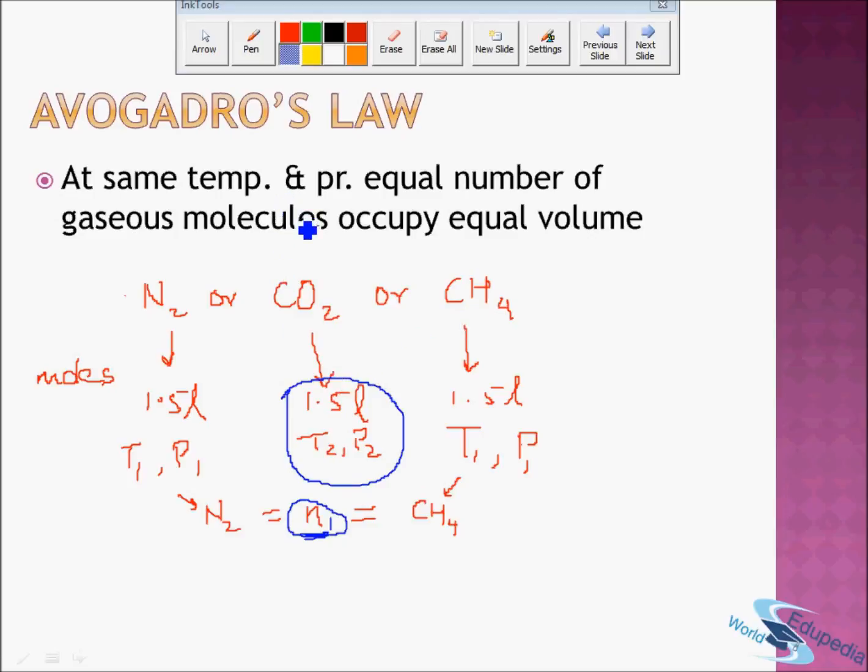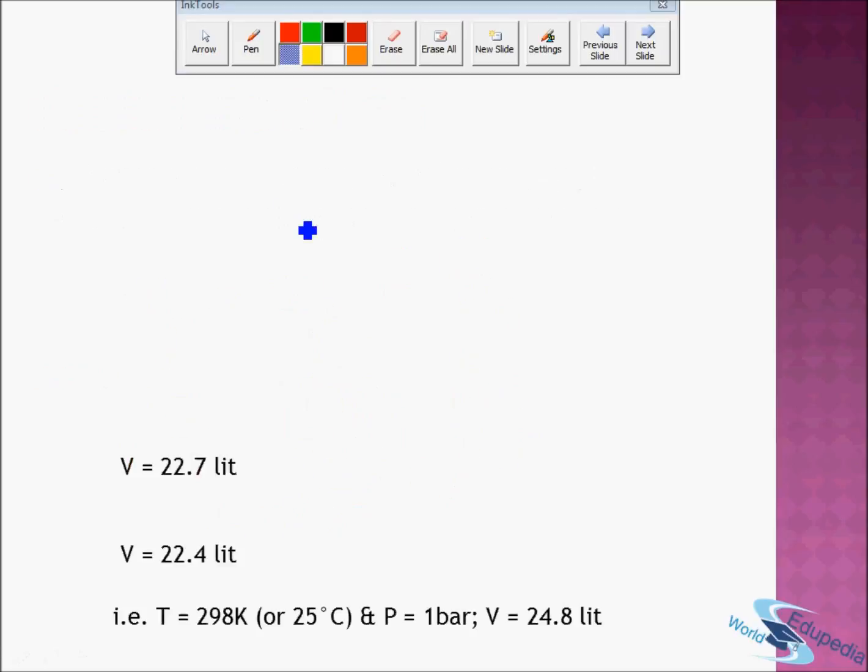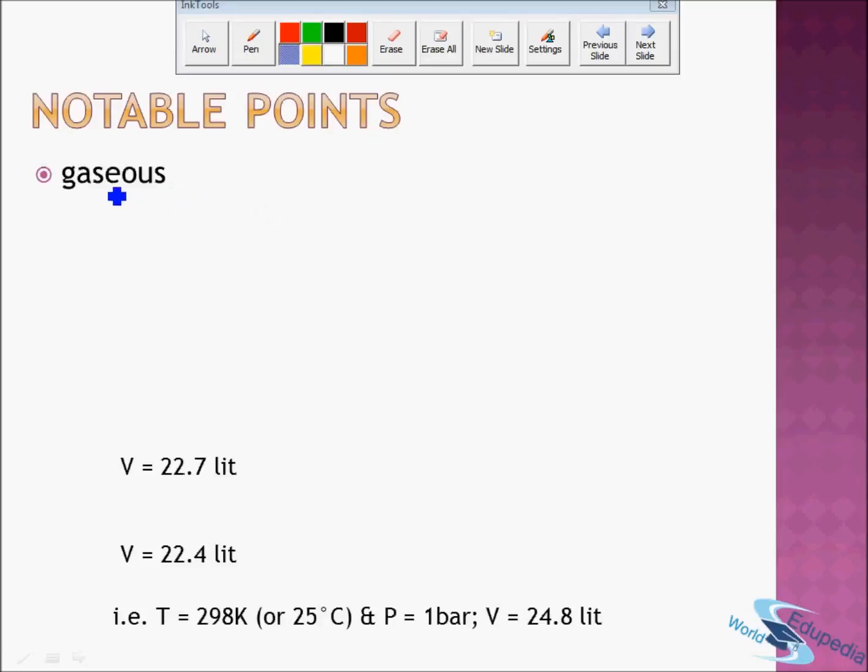Let's go into further detail. Let's note some points here. Let's see some of the notable points. First notable point, I am only talking about gaseous molecules. Avogadro gave this law only for gaseous molecules. This law is not applicable if the substance you are measuring is in liquid or solid state or any other state.